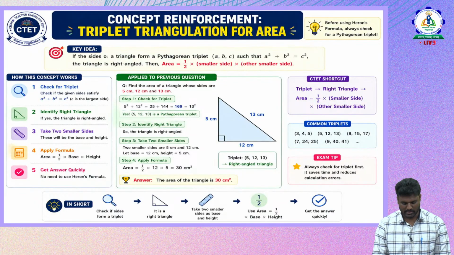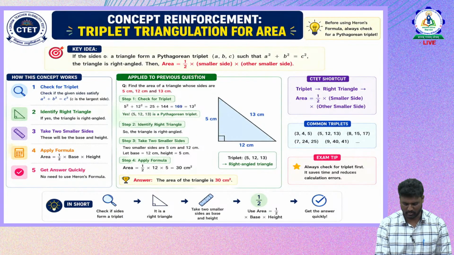Now let us check the Pythagorean triplet condition for the area. If the sides of a triangle form a Pythagorean triplet like a, b, c, as in the previous problem which we discussed, such that a square plus b square is equal to c square, then once this condition is satisfied, we say that it is a right angle triangle.